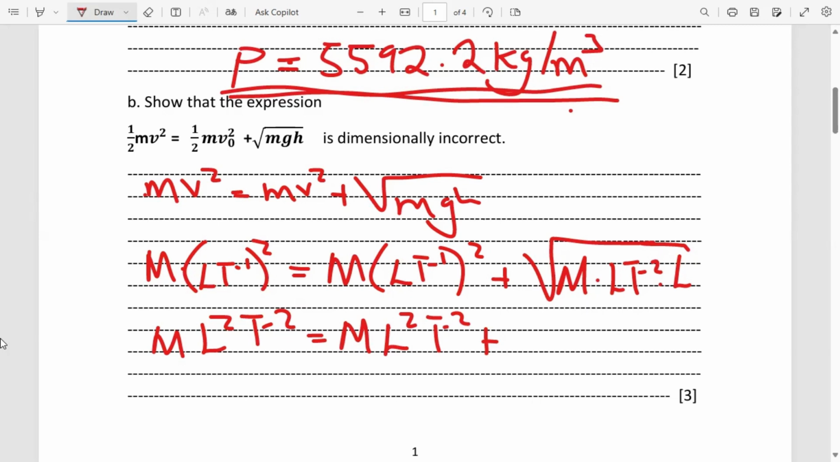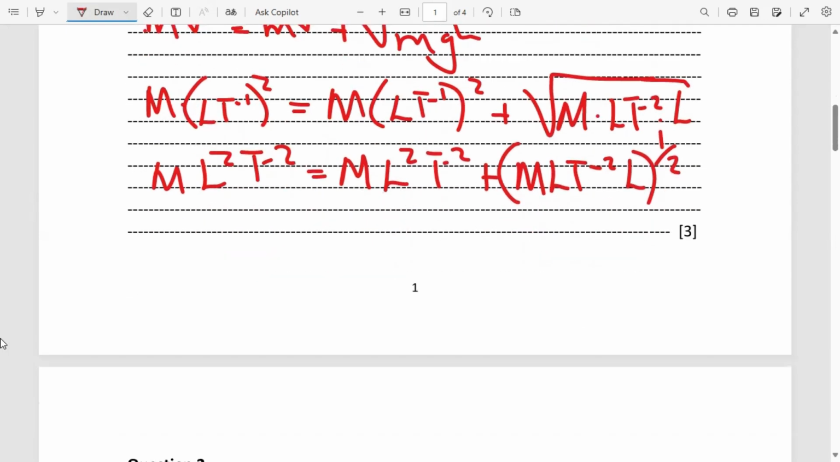if any expression is under a square root, that means that whole expression is actually expressed to the power of half. So what am I going to do here? I'm going to say M, which is the dimension of mass, multiplied by LT to the power minus 2, multiplied by L. This will be in brackets to the power half, like this. This is our simplified equation. Now, let's distribute the half in the brackets there.